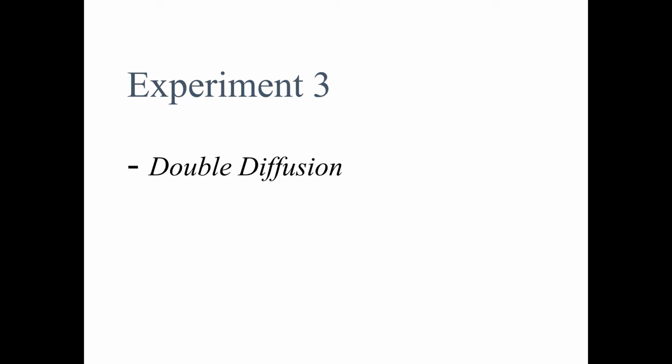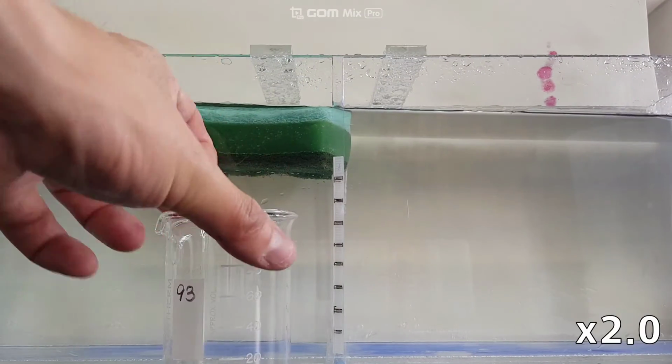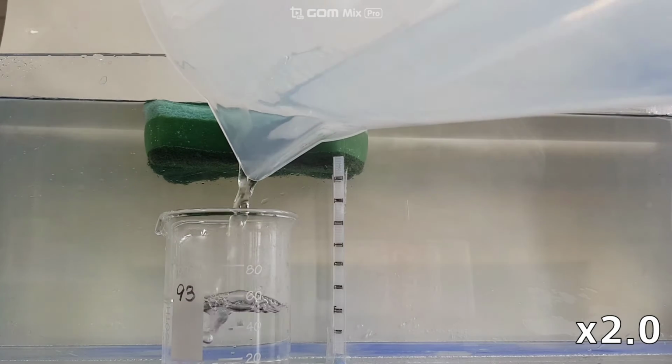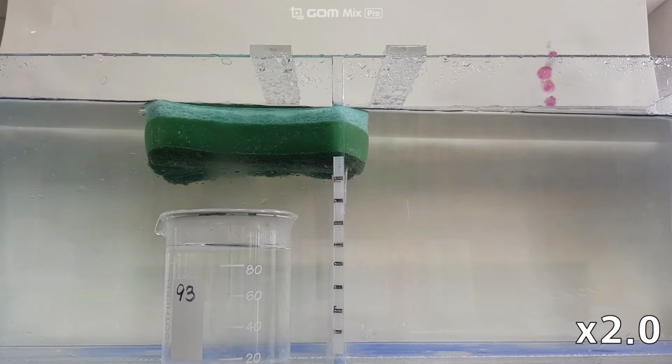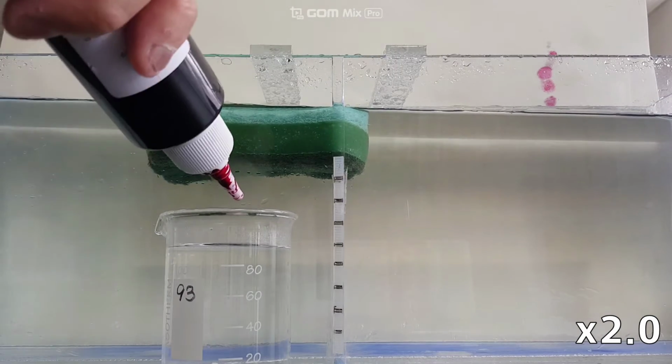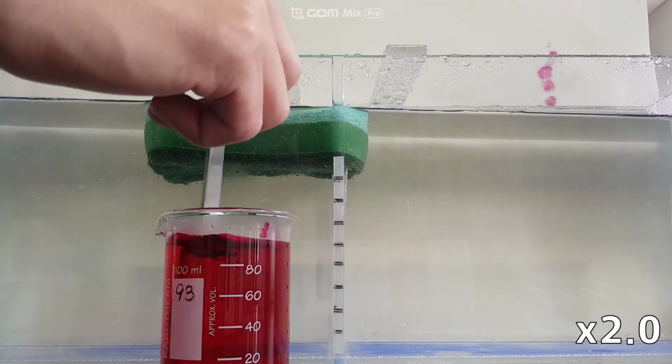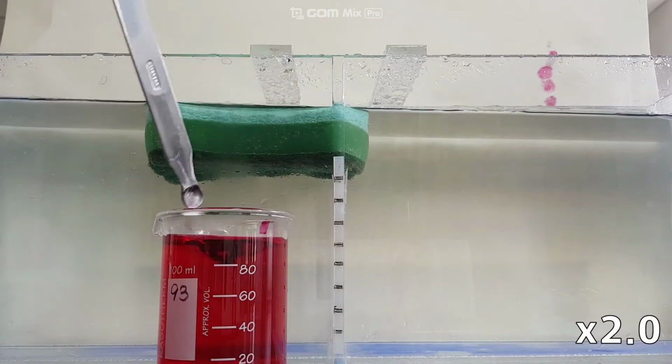Our final experiment is double diffusion, where we have both heat and mass transfer gradients. What will happen when we pour hot salty water on top of cold fresh water? So this time, in order to make both temperature and concentration gradients, we are going to use hot salty water, add a pinch of salt and a few drops of purple dye, and stir until the salt is dissolved.